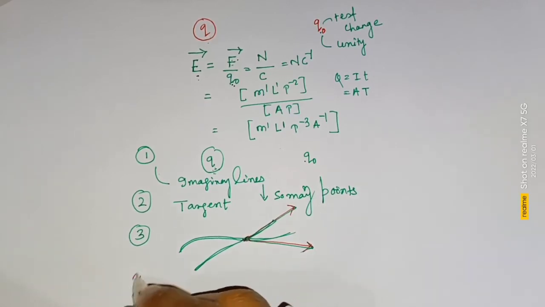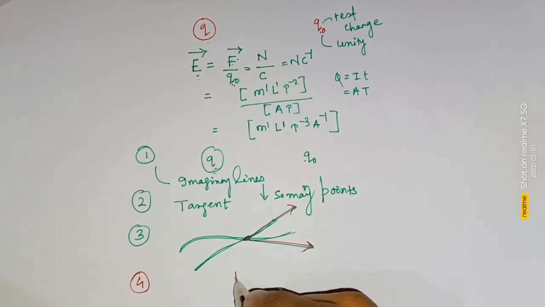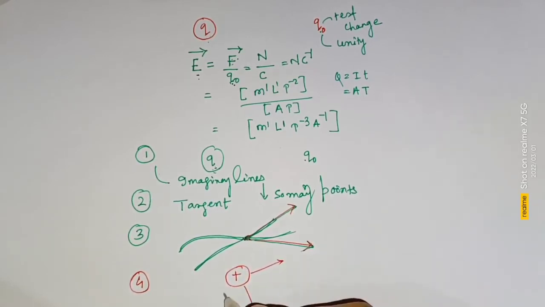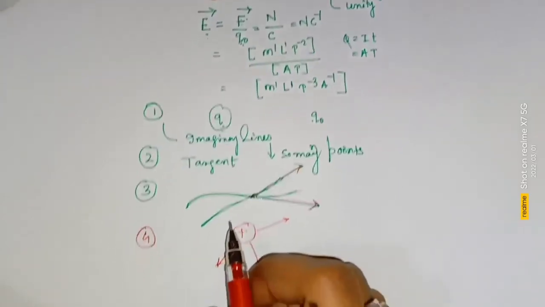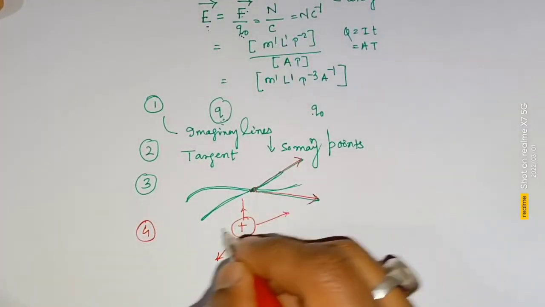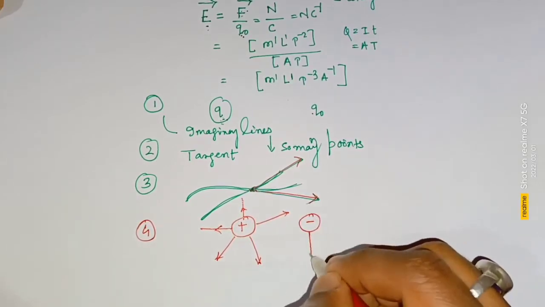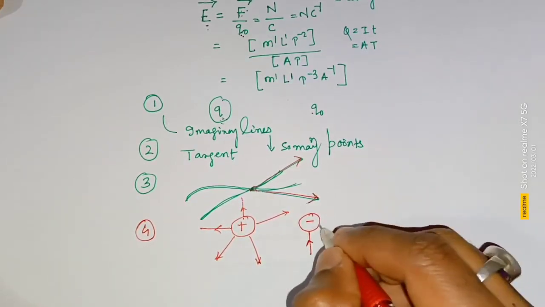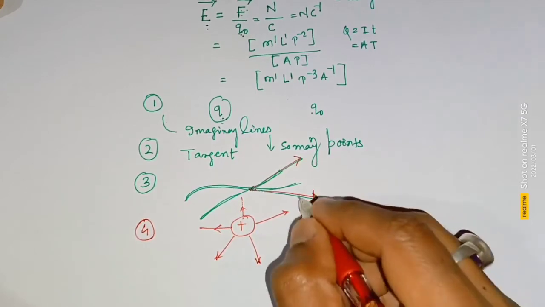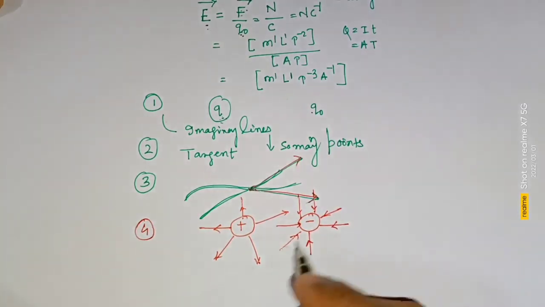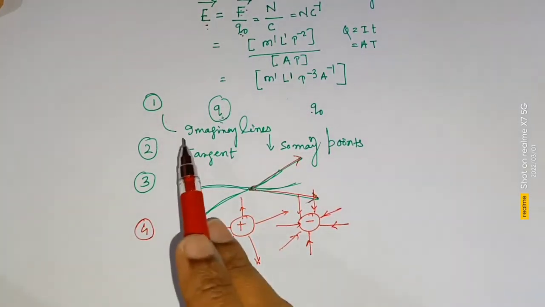And the fourth most important point: for positive charge, the field lines are radially outward. It will be like this. For positive charge, the field lines are radially outward, and for negative charge, the field lines are radially inward. This is a very important point that you have to keep in your checklist. For negative charge, the field lines are radially inward. I want to repeat it again.